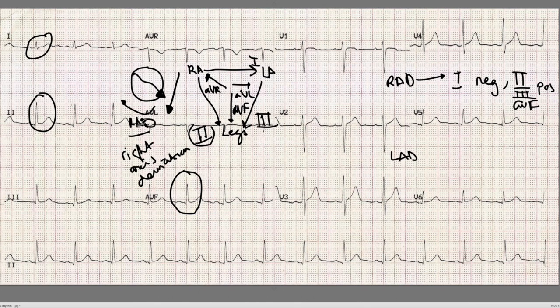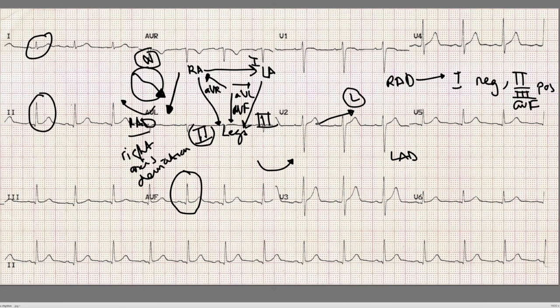But in left axis deviation, it means the left heart is taking a bigger role. The electrical activity starts to exceed what it normally is. What this means is that the arrow, which used to look like this normally, let's label it normal, now starts to look like that because more of the left heart, remember the left is over there, starts to take up a bigger role.